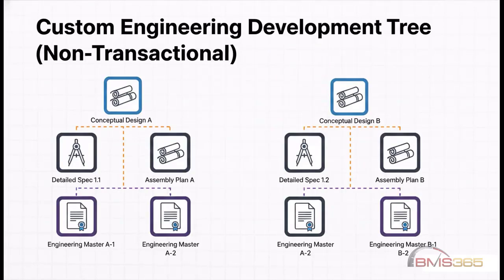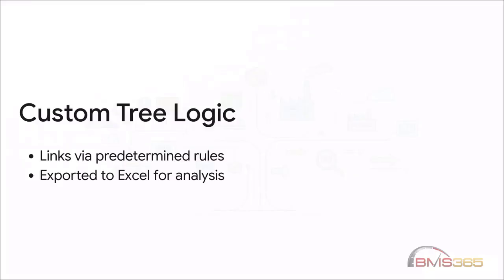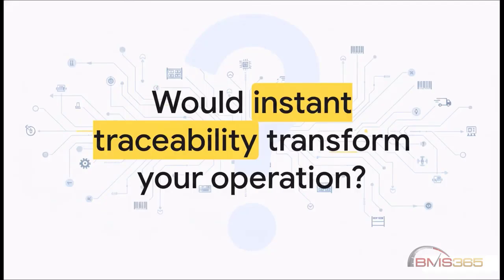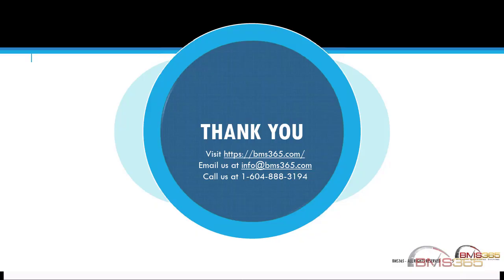You can even build custom trees to link things like engineering masters without needing any transactional data. By using predetermined rules to link data, these custom trees make mass Excel analysis an absolute breeze. So if you could instantly trace every component forward and backward, how would that transform your entire operation?